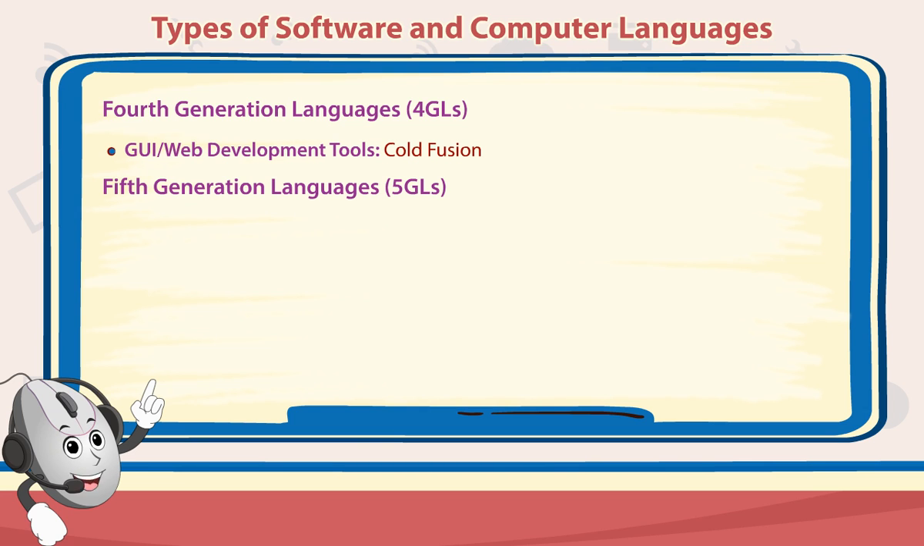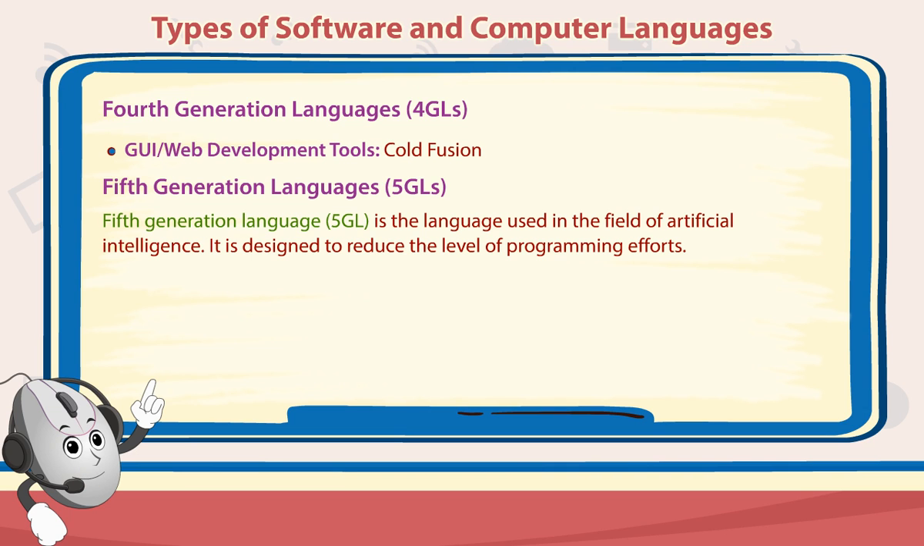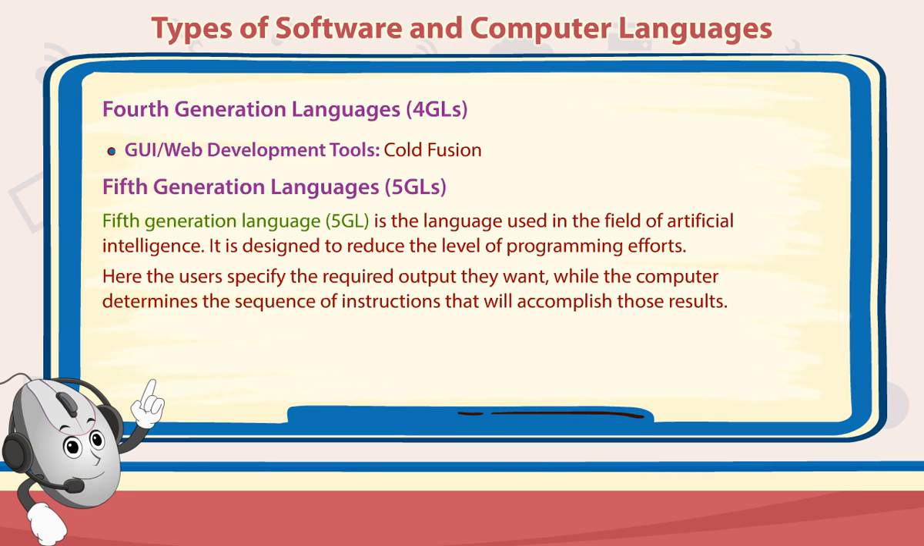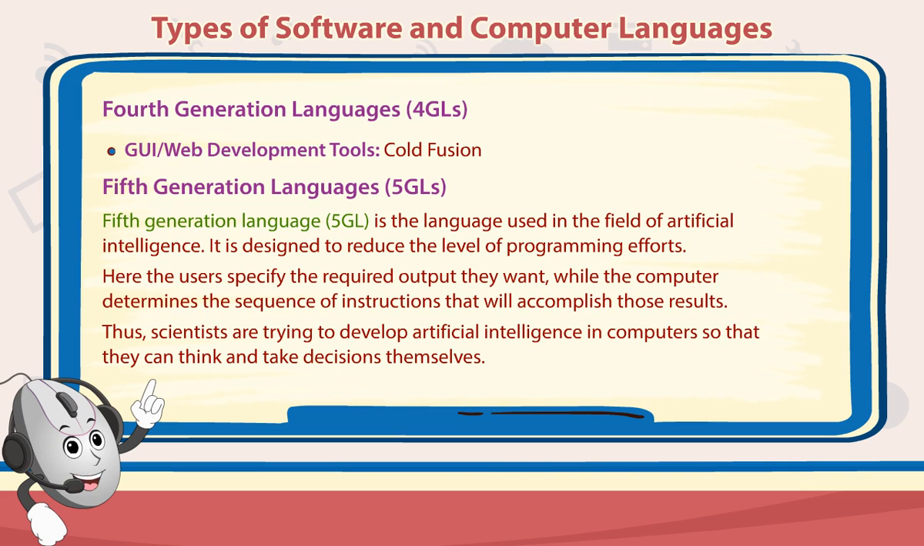Fifth generation languages, 5GLs. Fifth generation language, 5GL, is the language used in the field of artificial intelligence. It is designed to reduce the level of programming efforts. Here the users specify the required output they want, while the computer determines the sequence of instructions that will accomplish those results. Thus, scientists are trying to develop artificial intelligence in computers so that they can think and take decisions themselves.